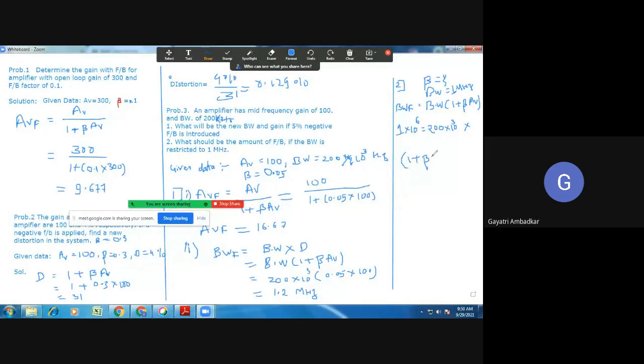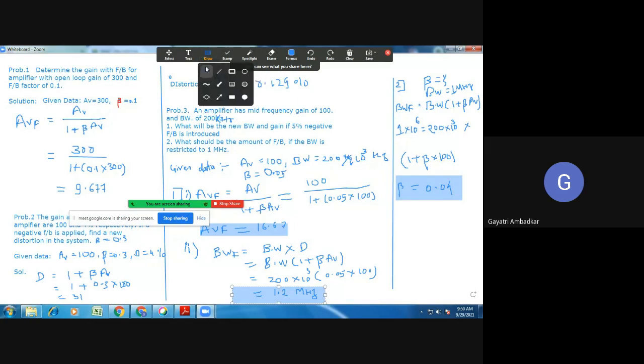So beta into our AV was 100. So just find beta. If you solve this for beta, you will get beta equal to 0.04. Correct. Okay. So you have to find the new beta, you have to find here AVF, and you have to find bandwidth with feedback. So this kind of question can appear in MCQ.